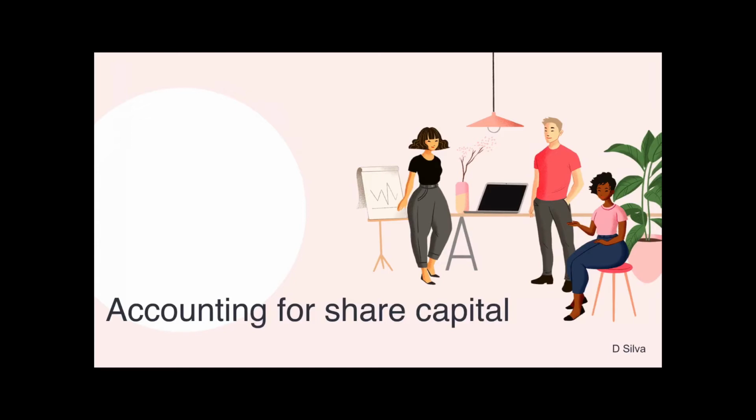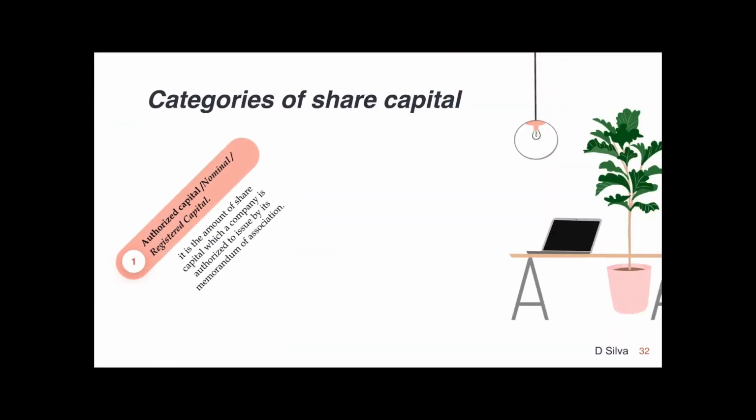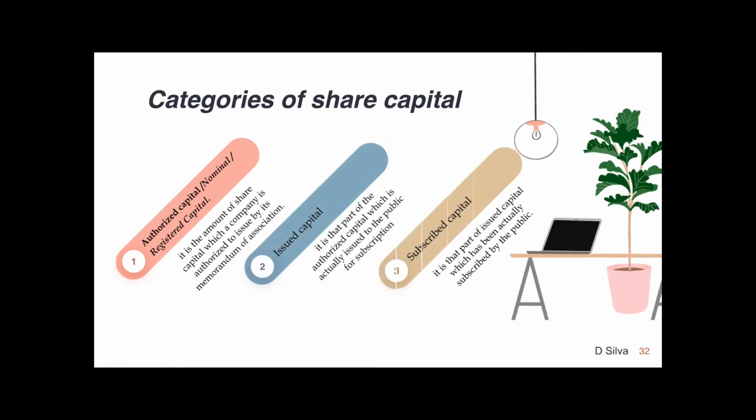Hello dear students. In accounting for share capital, we have discussed how companies issue shares in the form of par and premium. We have also seen how companies collect the money from the public in the form of installments. We have also discussed the categories of share capital, that is authorized capital, issued capital and subscribed capital, and these terms you have already come across in your questions.